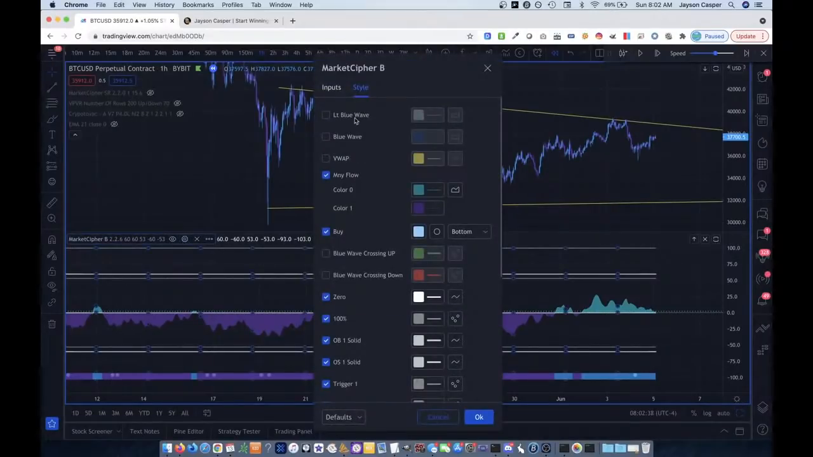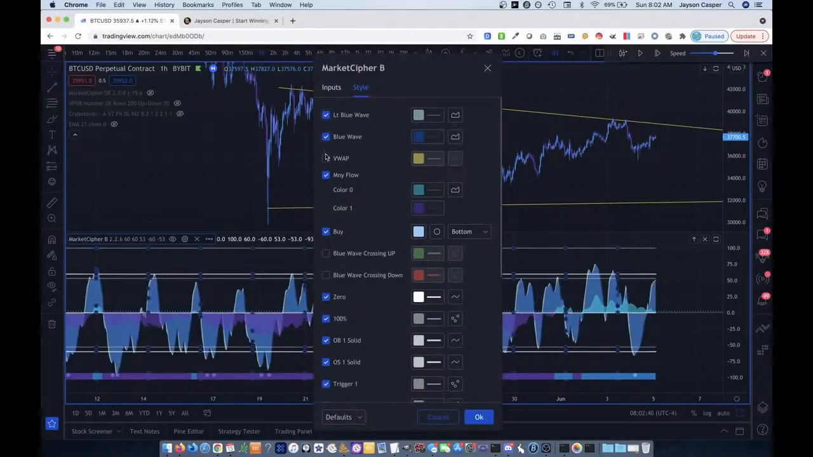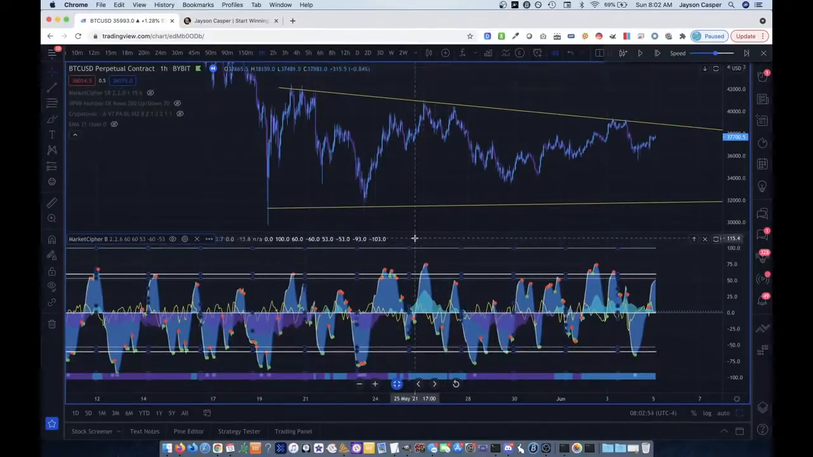Okay, so let's turn back on our light blue wave, our dark blue wave. We'll turn back on the VWAP. We'll turn on the blue wave crossing up, the blue wave crossing down. These are the dots that everybody loves, right? Nice green dots that everybody likes to long, the red dots that everybody likes to short.